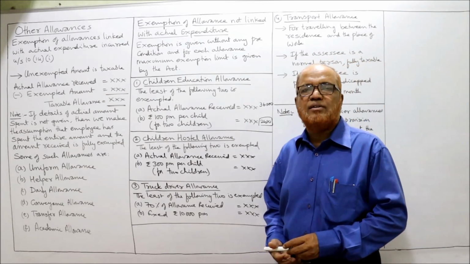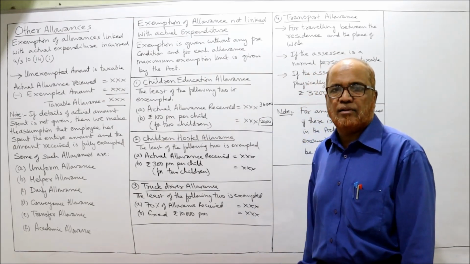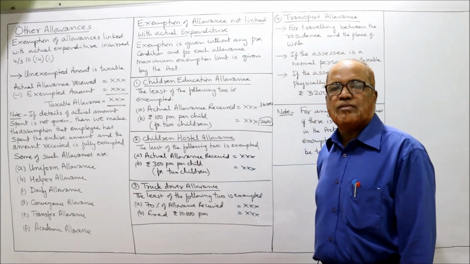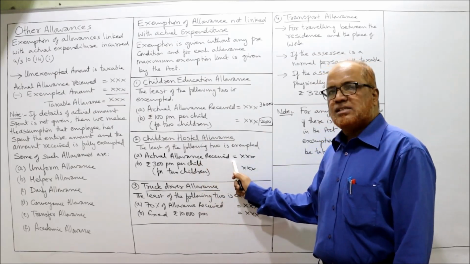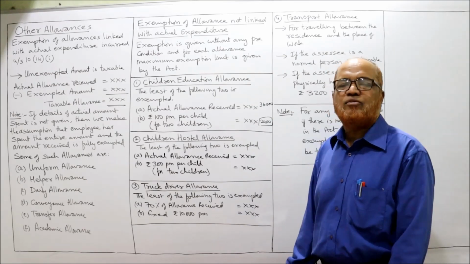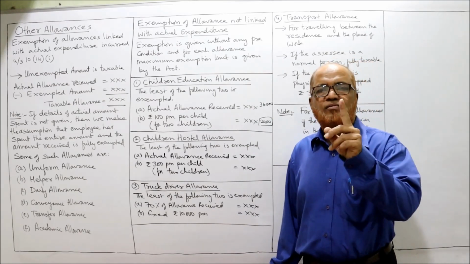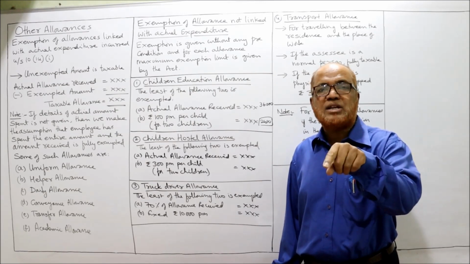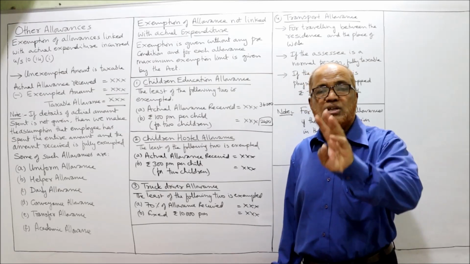Second one, children hostel allowance. Sometimes the employer will give children hostel allowance to the employees. In that case, the least of the following two will be allowed as deduction: actual allowance received, or rupees 300 per month per child for a maximum of 2 children. Again, I will take the same example. Suppose the employer pays 1,000 rupees per month per child as hostel allowance for 3 children.